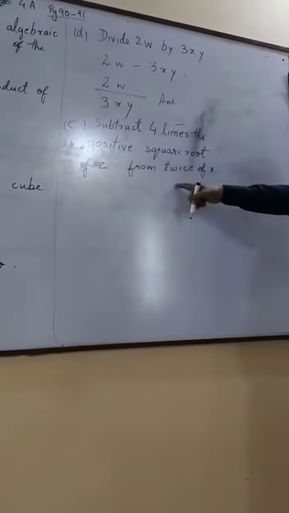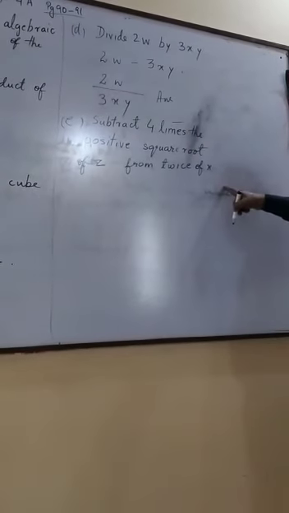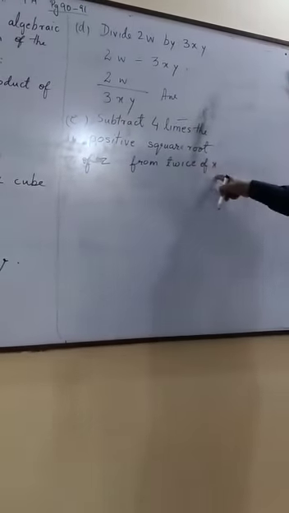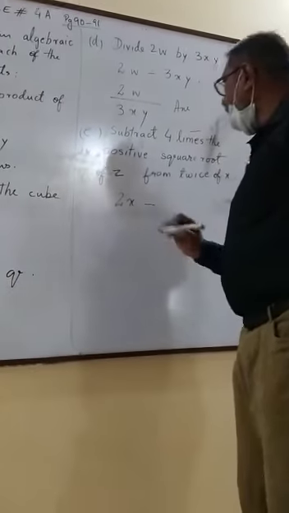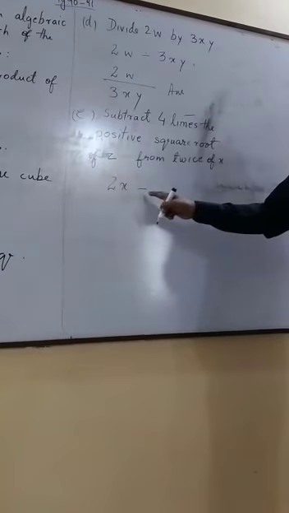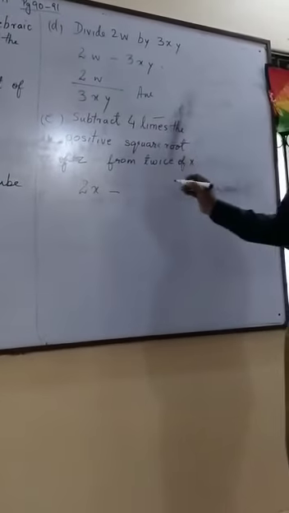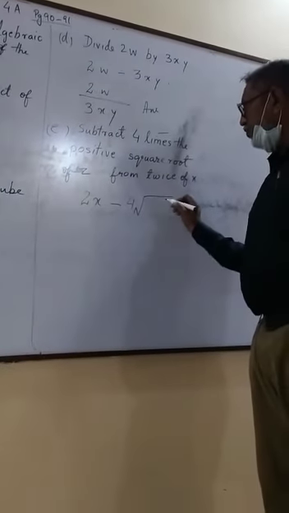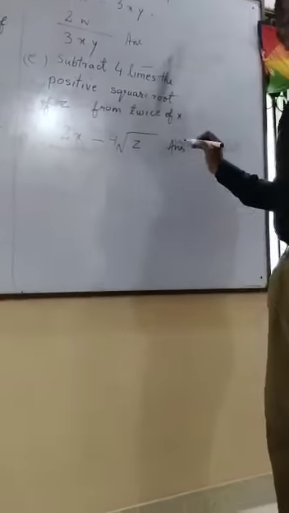So the words which come after "from" will be taken first in the algebraic expression. So twice of x means 2x. Okay, and then because it is being subtracted, we will write minus 4 times the positive square root of z. So we will write 4 here and square root of z. This is going to be your answer.